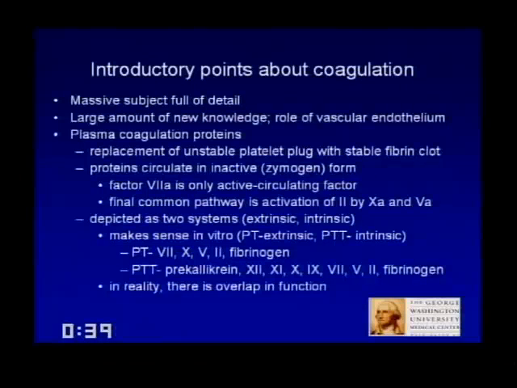The proteins are to replace an unstable platelet plug with a stable fibrin clot, obviously as a sort of teleologic defense against trauma. And so we have this complicated cascade of proteins that are circulating in their inactive form, which is also called their zymogen form. And then there's a series of stepwise changes that occur. When one is activated, it then activates the next one.